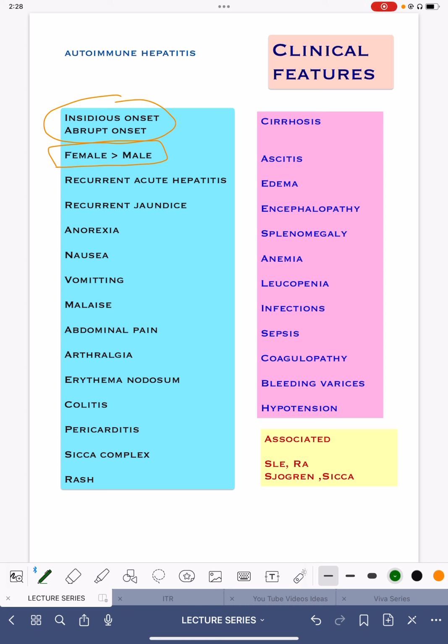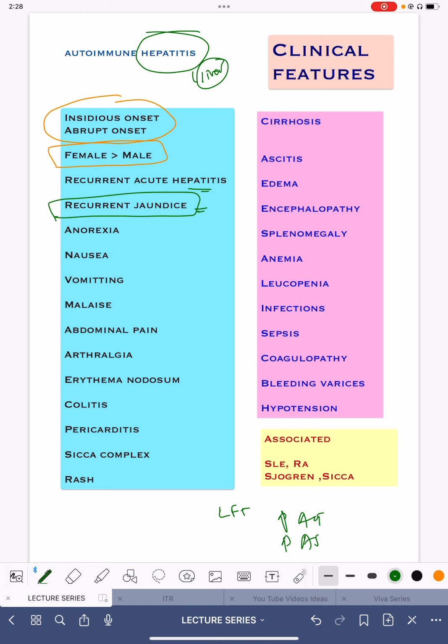Now, these patients very commonly have recurrent jaundice. What we are talking about is hepatitis, so we are talking about the liver. These patients tend to have repeated liver symptoms, which obviously are jaundice, recurrent jaundice, and recurrent acute hepatitis. That can be seen with a deranged LFT, that is a raised ALT or raised AST, that is SGPT and SGOT. So the patient may have nausea.